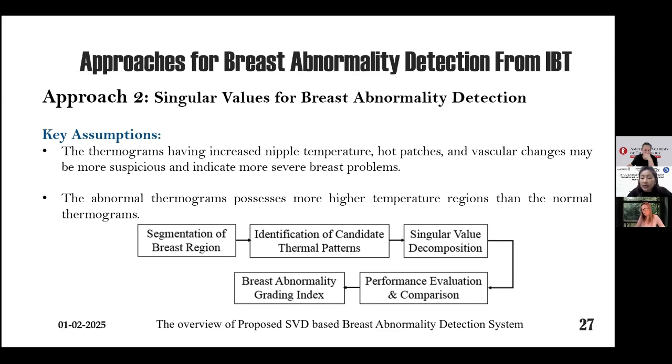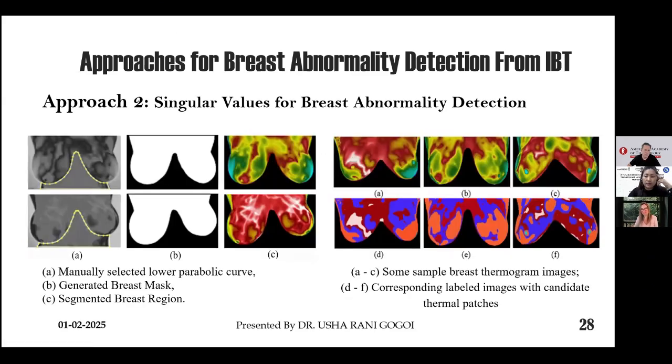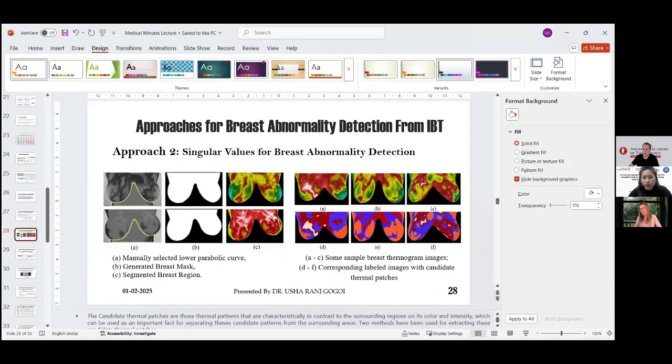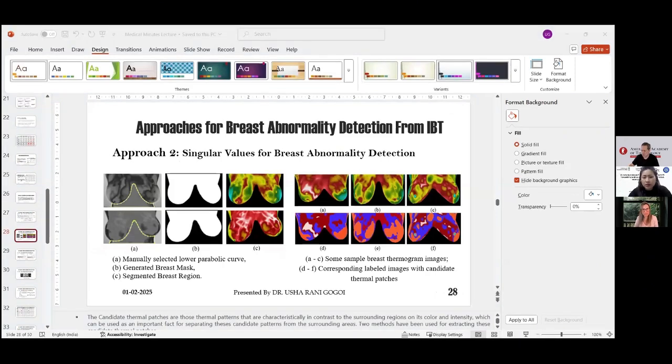First, I have used a semi-automatic segmentation method. That helps us to extract the breast region from the necessary region of the breast thermogram, so that we can find the candidate thermal patches from the breast region only, not from underneath of the breast or the abdomen area. So first, I have performed the segmentation.